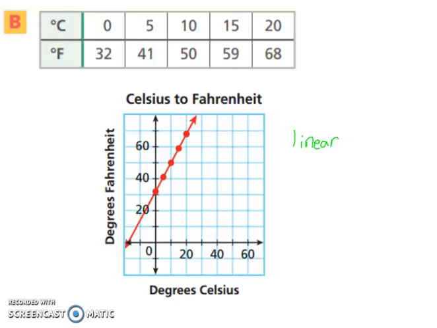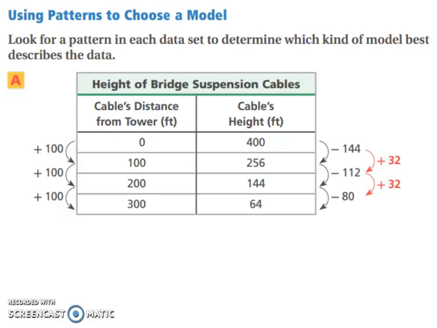Another way you can use to decide upon what kind of model it is to look at the table itself. So we're going to look for a pattern in the sets of data to determine which kind of model best describes the data. Notice how the x values keep increasing at the same rate. So that lets us now go over to the y's. We look at our first differences. They're not the same, so it's not linear. Let's check the second differences.